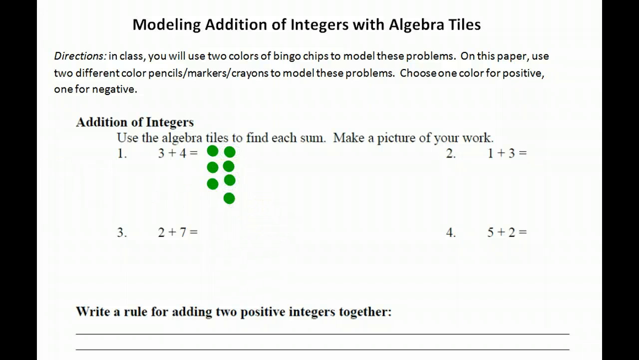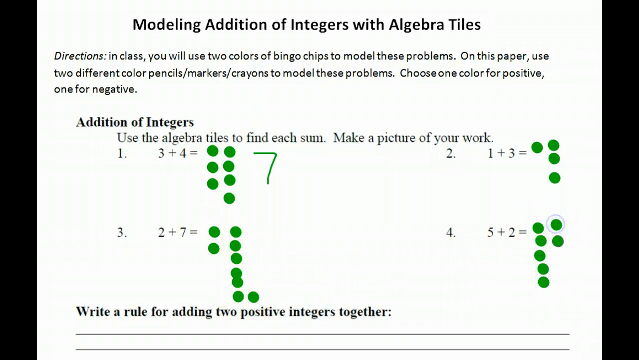You can see that the answer is a +7. There are 1, 2, 3, 4, 5, 6, 7 positives. +1 plus +3, 1, 2, 3. You can see the answer is 1, 2, 3, 4 positives. Count them up. +2 plus +4, 5, 6. I can't fit them. 7. I can see the answer is 1, 2, 3, 4, 5, 6, 7, 8, 9. +9. +5 plus +2. You can see that the answer is +7.